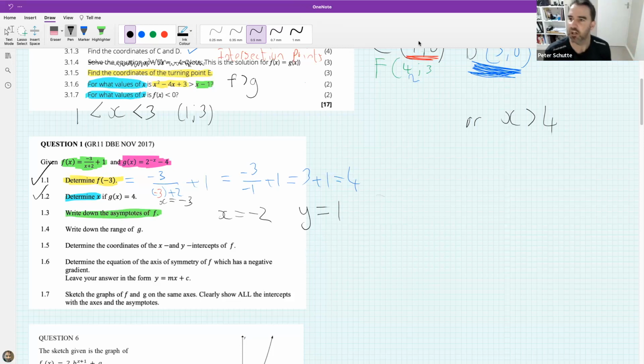Yeah. Okay, last one before the break. Write down the range of G. What is the range of G? Now, when we talk about range, we're talking about the Y values that are valid. What do you think the range of the function G is going to be? Might be helpful to have a little squiggle graph just to give you some guidance. What do you think the range of the exponential function G is going to be?